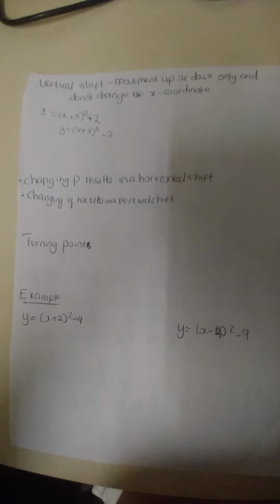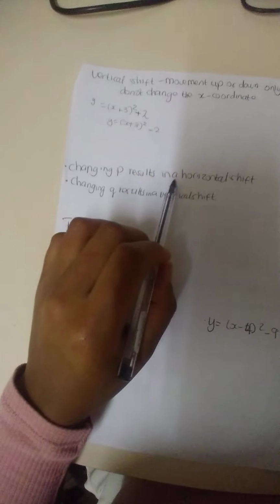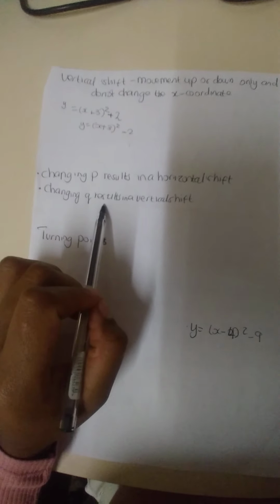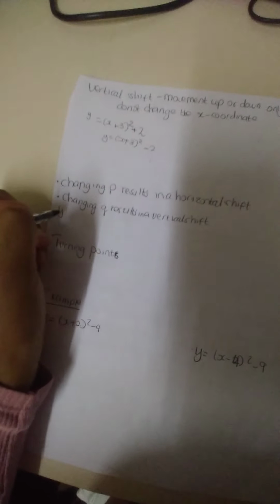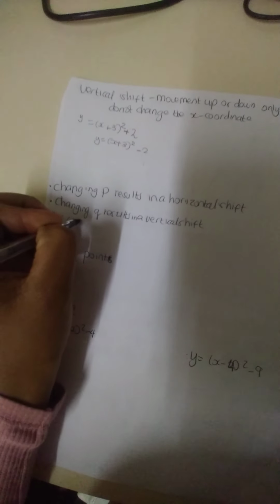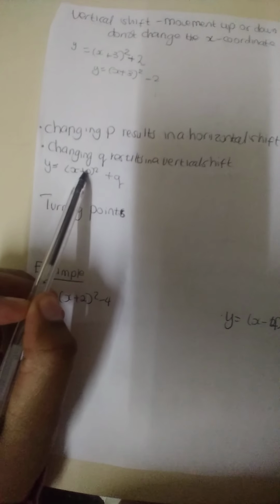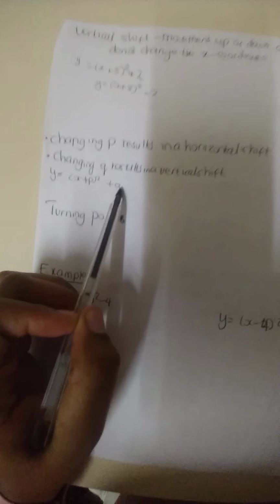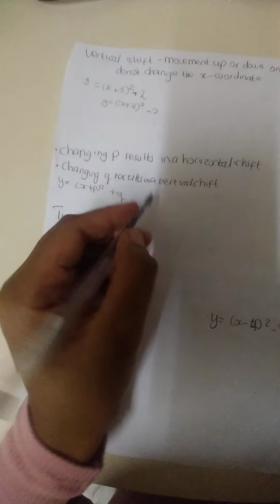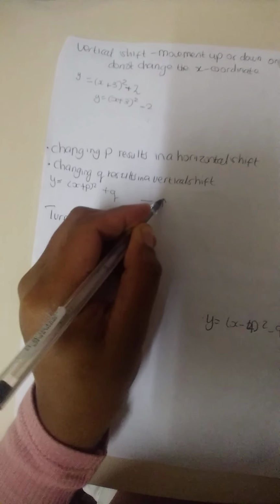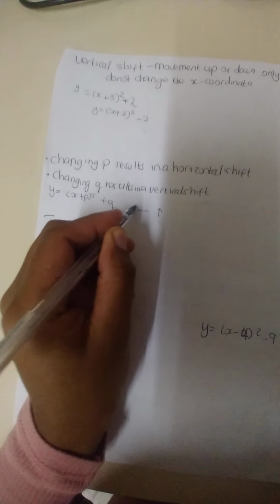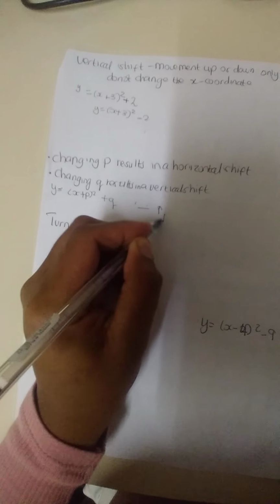So it means with horizontal shift, changing p results in a horizontal shift, and changing q results in a vertical shift. For example, in our equation, the equation looks like (x + p)² + q. So what we're saying here is changing p results in a horizontal shift, and when we change q, it's a vertical shift. So this is horizontal, this is vertical. Horizontal, it's left, right. Vertical, it's up, down.